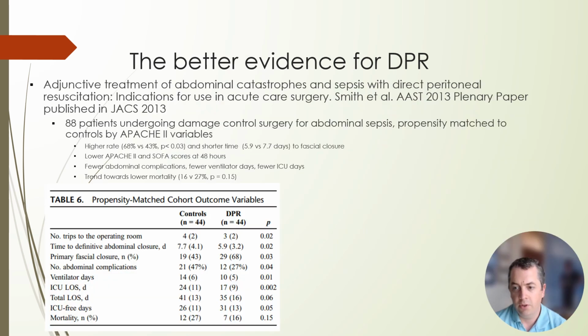It was then the 2013 plenary paper, published in 2013 in the Journal of Acute Care Surgery, with 88 patients undergoing damage control surgery for abdominal sepsis. And again, they showed the higher rate and shorter time to fascial closure, fewer abdominal complications, fewer large intra-abdominal infections, fewer ventilator days, fewer ICU days, with a trend towards lower mortality that did not reach statistical significance in their frequentist model.